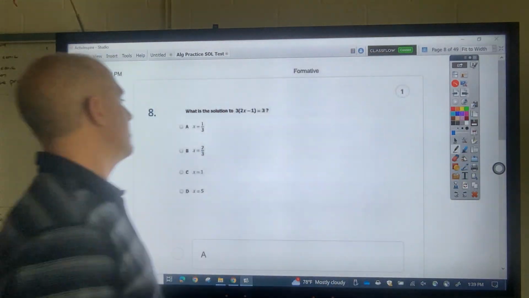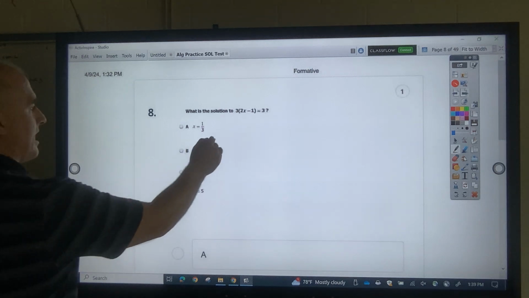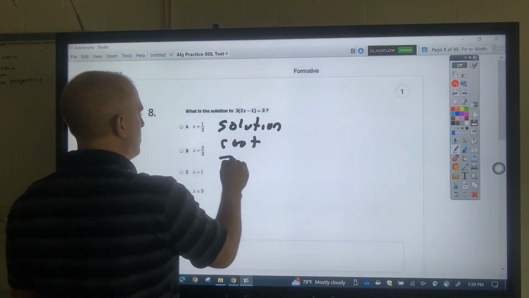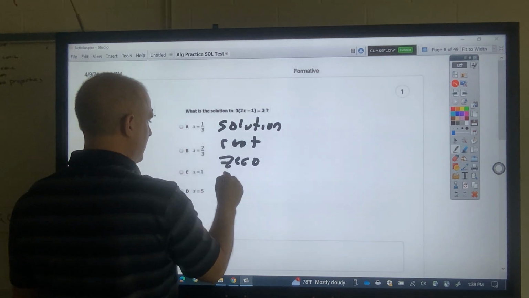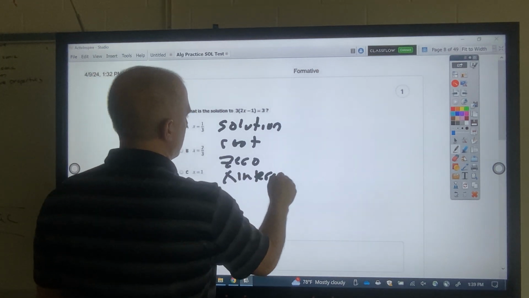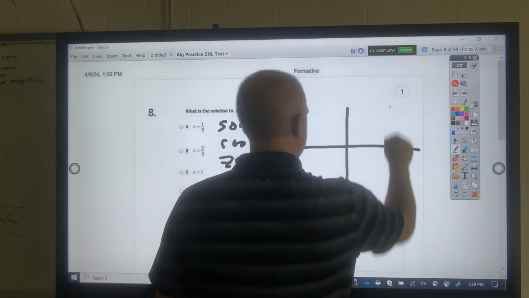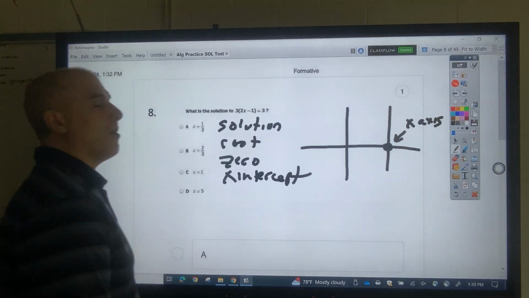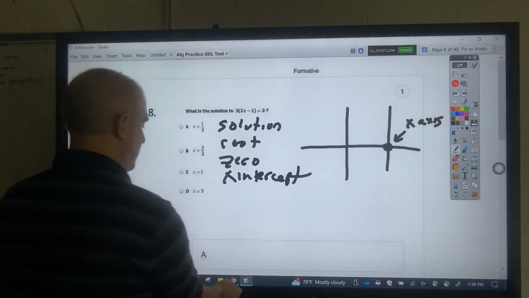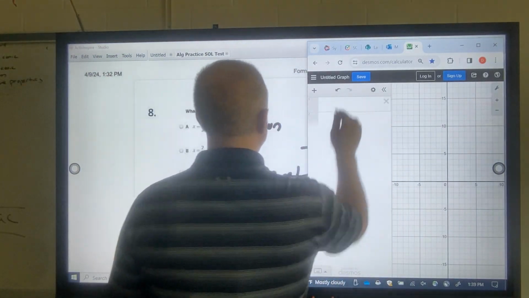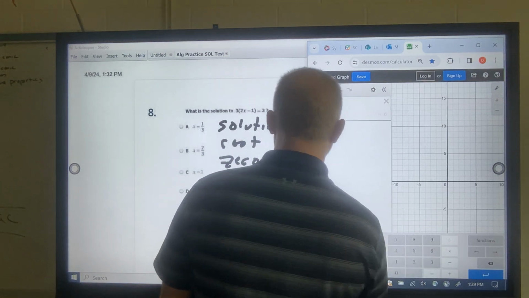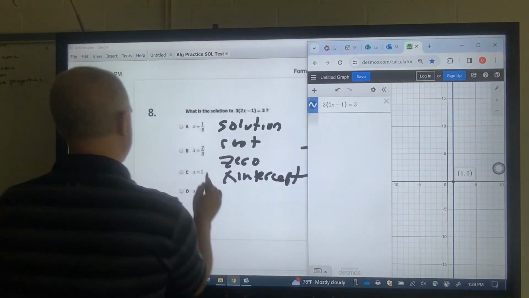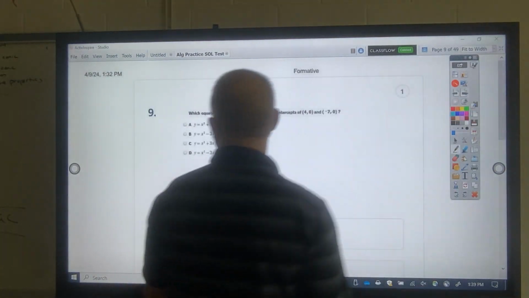Question number 8. Now, when they say solution, root, 0, x-intercept, what they're looking for is where it crosses the x-axis. That's the part you want. So all I have to do is type that in Desmos. What is it? 1. Answer C. Question 9 should be next.